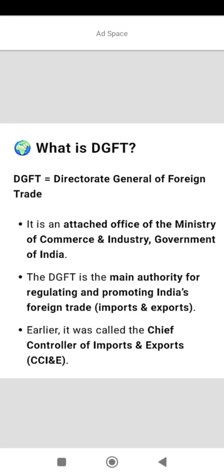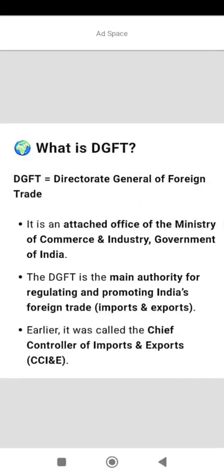Here we go. What is DGFT? DGFT, Directorate General of Foreign Trade. What does Directorate mean? In Hindi, you can say Nideshalay. Directorate is an attached office of Ministry of Commerce and Industry, Government of India, which is managed and run by a director appointed by the Government of India, or you can say Union Government or State Government, it depends. The DGFT is the main authority for regulating and promoting India's foreign trade, imports and exports.